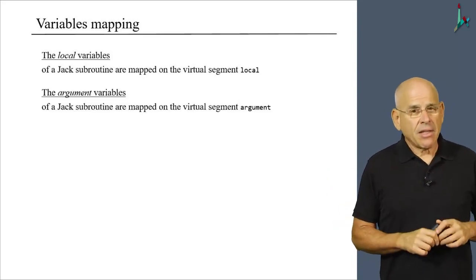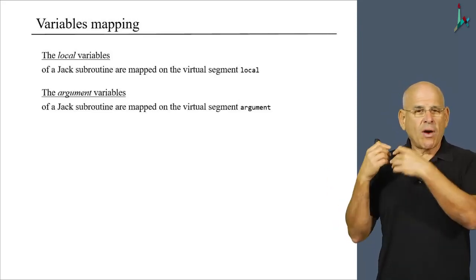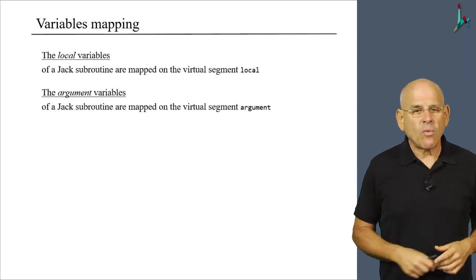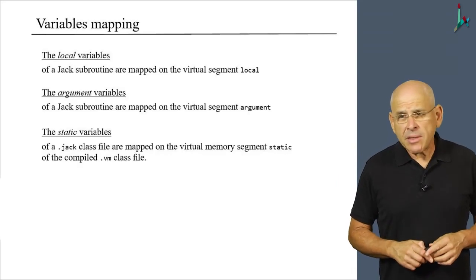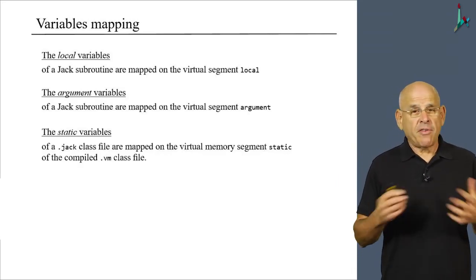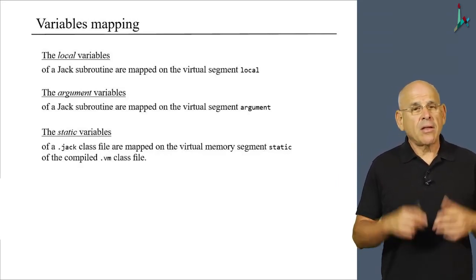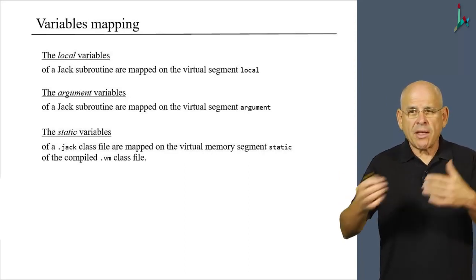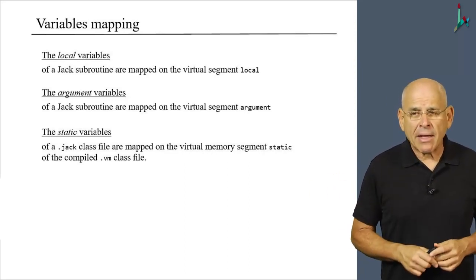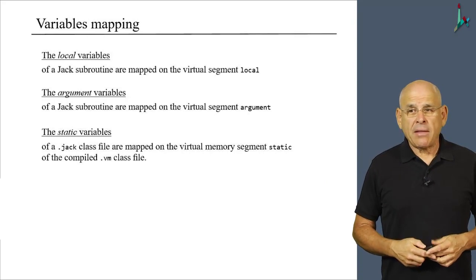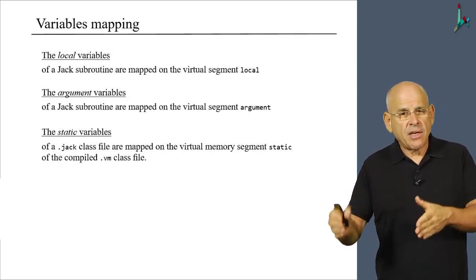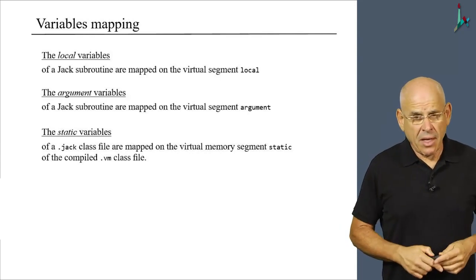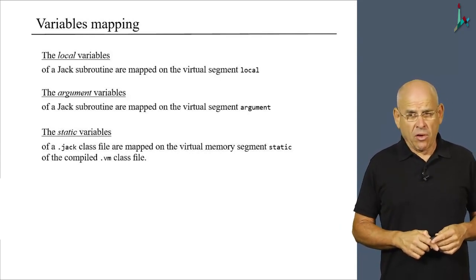Exactly the same setting. The first argument goes to argument 0, the second goes to argument 1, and so on and so forth. Static variables are mapped on the virtual segment static that is associated with the currently compiled file, and the mapping is very similar. The first static goes to static 0, the second static goes to static 1, and so on and so forth.